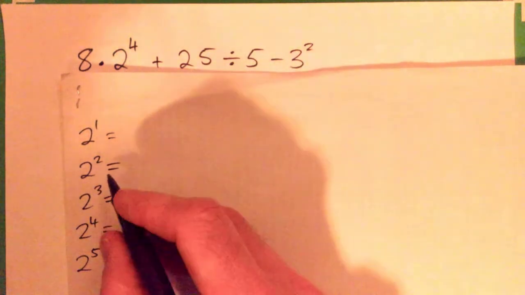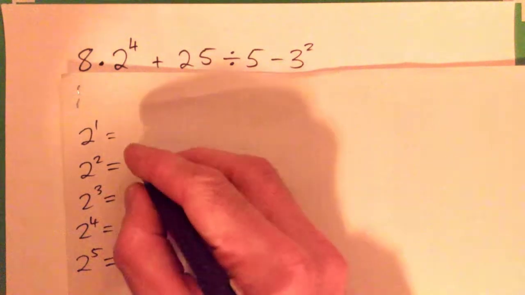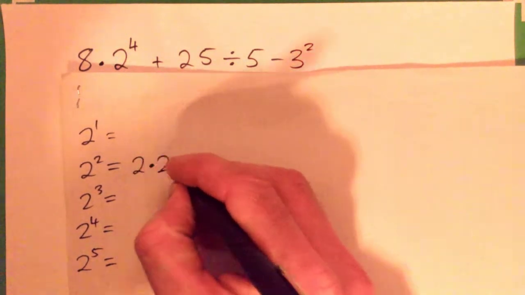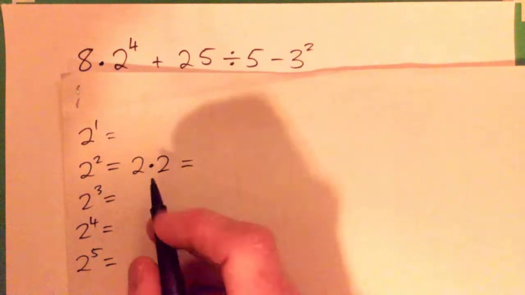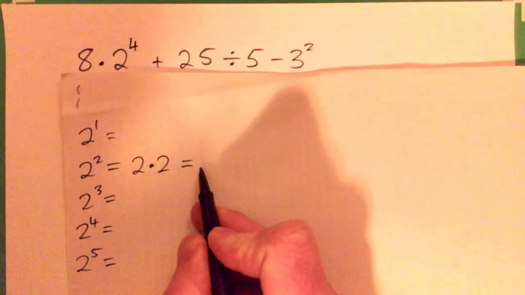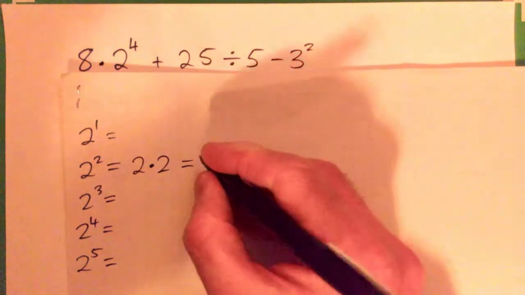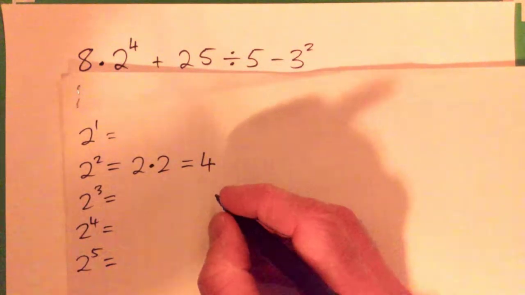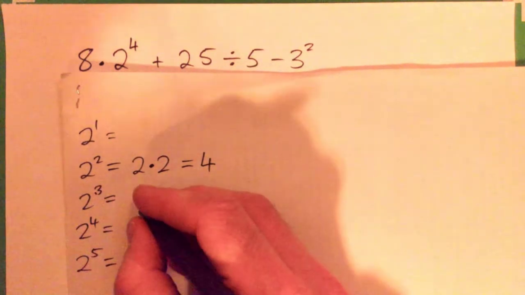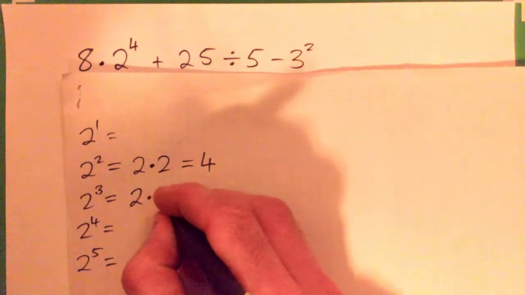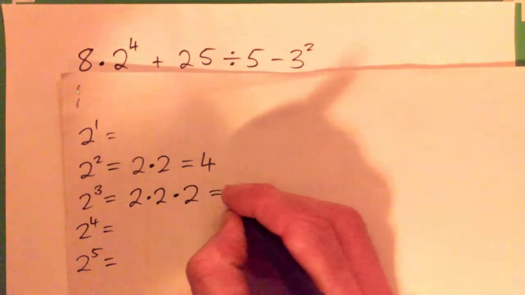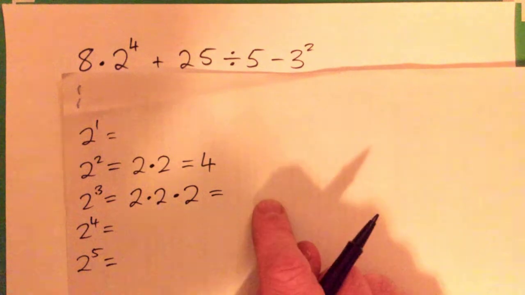Okay, so 2 squared is one we're most familiar with, right? That's 2 times 2, and that equals... Okay, and you write that down, right? Very important to write it down. So 2 cubed is 2 times 2 times 2. Now think about what that is and write it down. Take your time.